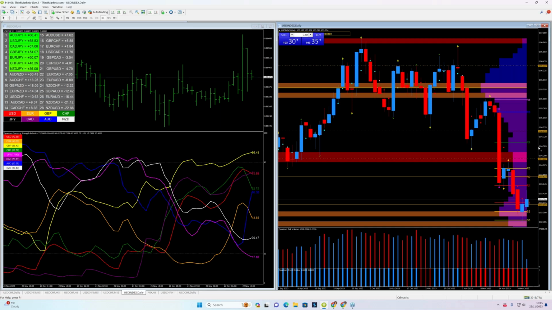Central banks have got this fixation about 2%. I'm not really sure where that number comes from. I don't think anybody knows where, but it is what it is. So we have to work with it as traders.